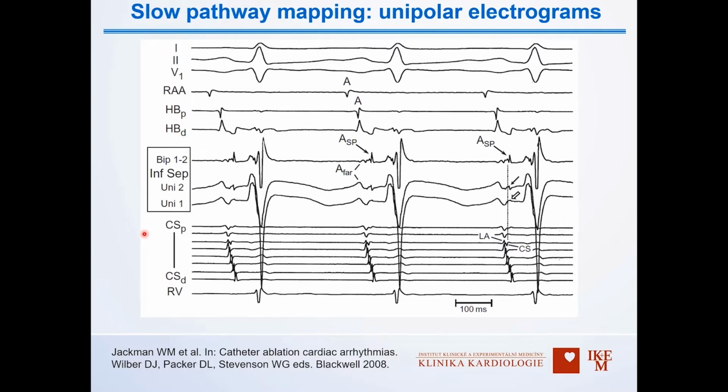Some operators utilize unipolar electrograms. This strategy may improve the relatively low spatial discrimination when using bipolar electrograms only. In this example, the morphology of the slow pathway electrogram in the bipolar setting is reasonably nice. However, the unipolar electrogram is much sharper when recorded from the proximal electrode than from the distal electrode, and it indicates that the catheter tip is not in contact with the myocardium, and that the ablation here will likely be ineffective.